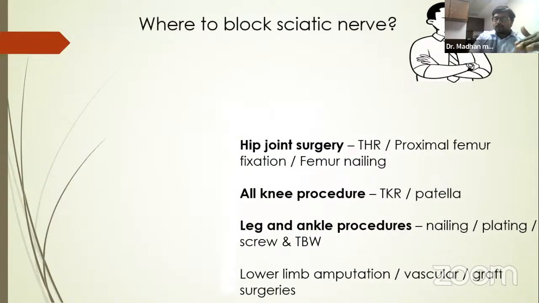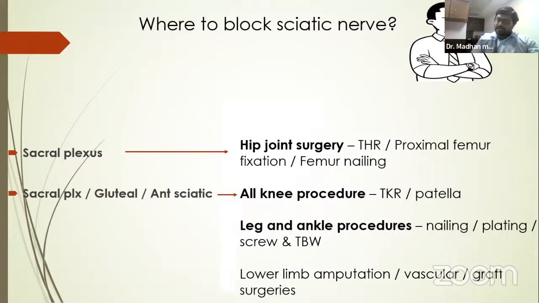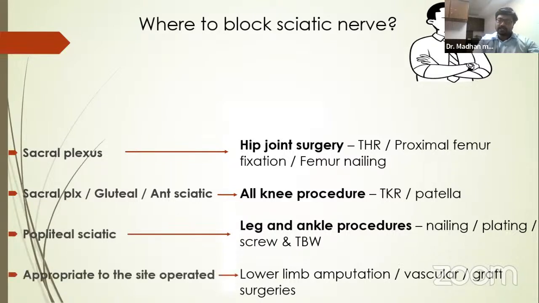Now, where to block: I have told you the levels 1, 2, 3, 4, and 5. Depending upon the hip joint surgery, we need to block at the sacral plexus. Mainly we are going to block the sciatic nerve, but in hip joint anatomy, the posterior capsule has innervation from the superior gluteal nerve as well as the nerve to quadratus femoris. We don't have any separate block for those nerves because they are very small and deeply situated. So the only thing to block for this is a sacral plexus block, which will take care of all three nerves. For knee procedures, you can go for sacral plexus or gluteal level, or anterior sciatic is also fine. Coming to leg and ankle procedures, as I said, popliteal sciatic will be more than sufficient for surgery as well as for analgesia.